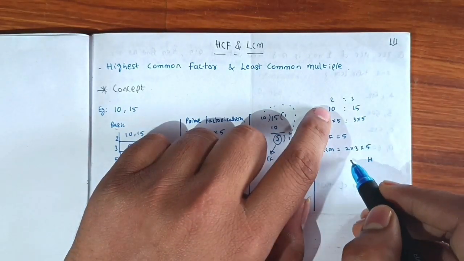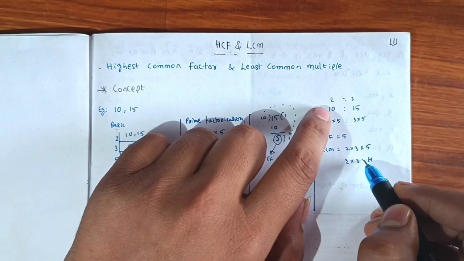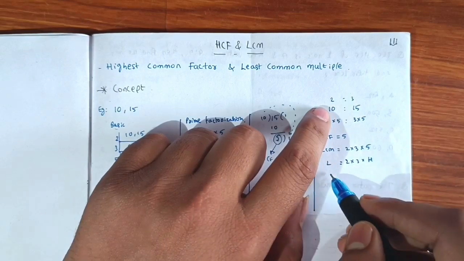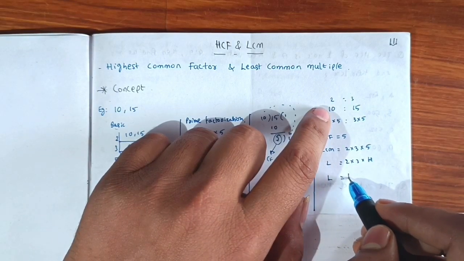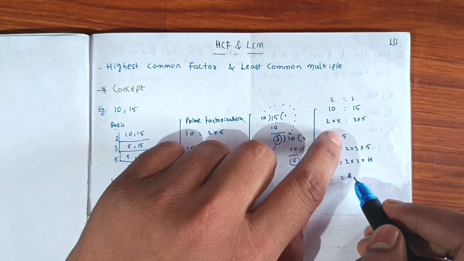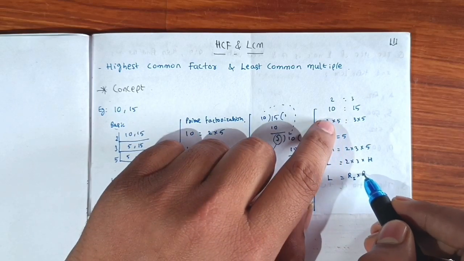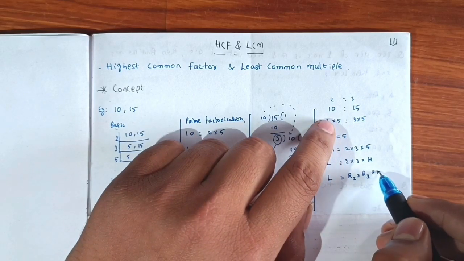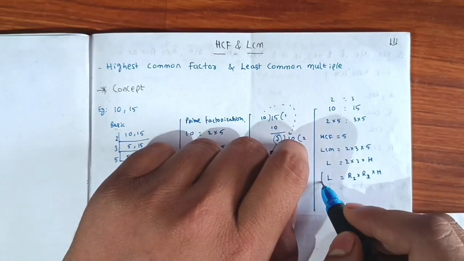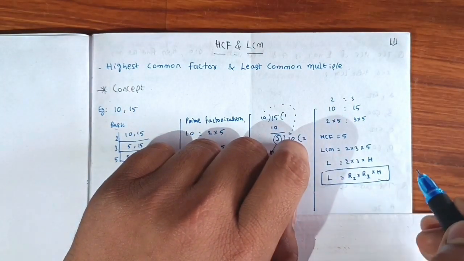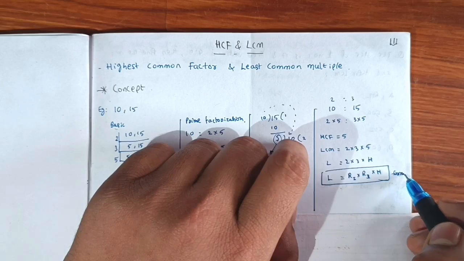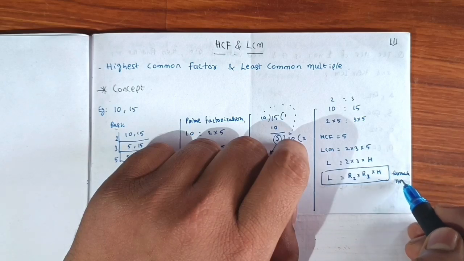Like this, the 2:3 ratio, when we multiply with the HCF, we get the LCM. LCM will be the ratio of the first number into the ratio of the second number into the HCF. So this is a formula, or you can say a direct trick.